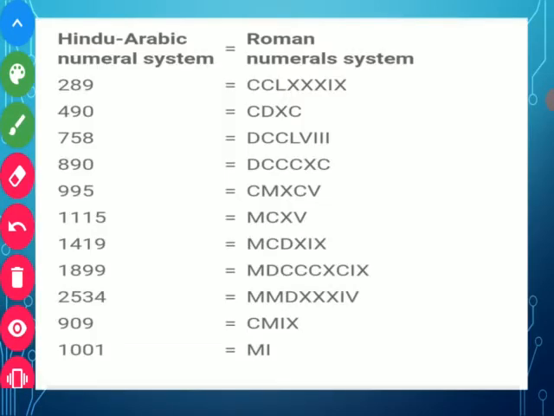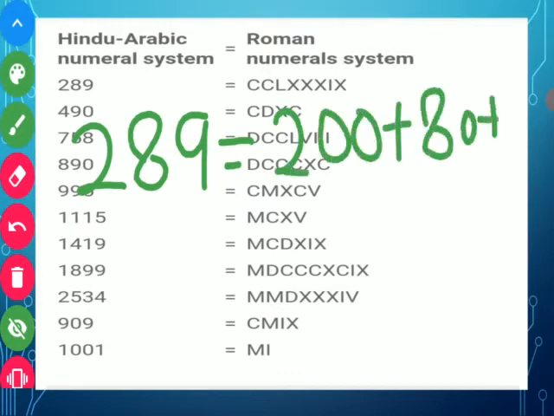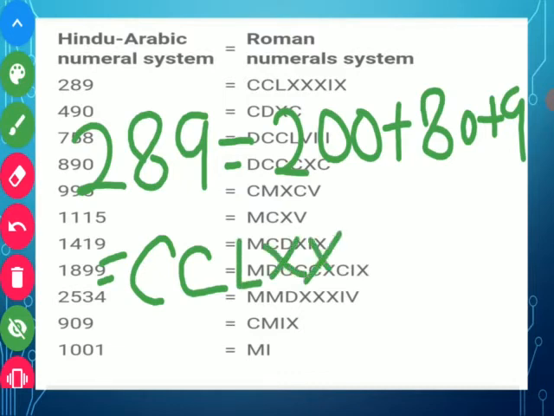Now some Hindu-Arabic numerals and their Roman numerals. The first number we have to write is 289. You can write it in expanded form: 200 plus 80 plus 9. So 200 means 2 C's. To write 80, we use L and triple X, and 9 means I and X. This way you have represented 289.